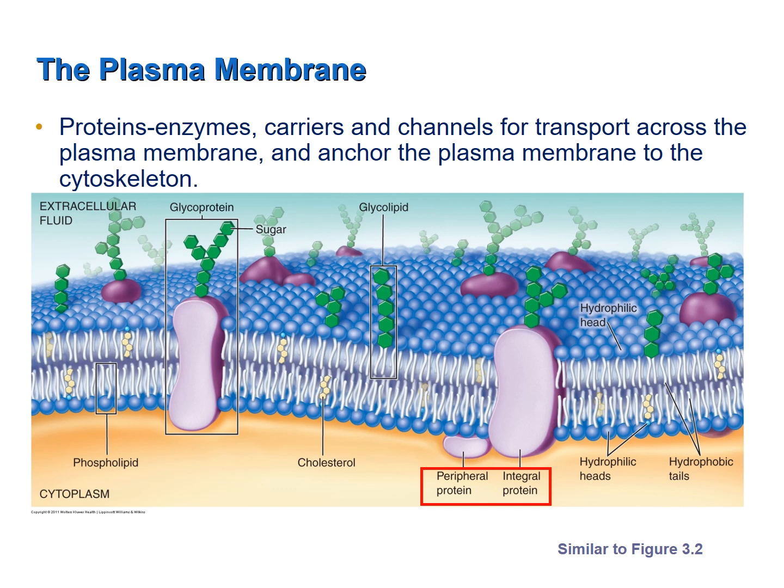Some proteins act as enzymes, catalyzing reactions at the surface of the plasma membrane. Others move substances across the plasma membrane, transporting substances either out of the cell or into the cell. They are known as carriers and channels. And still other proteins act as anchor points for the cytoskeleton.